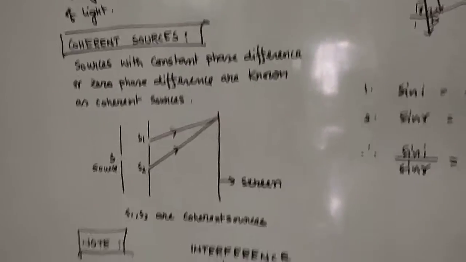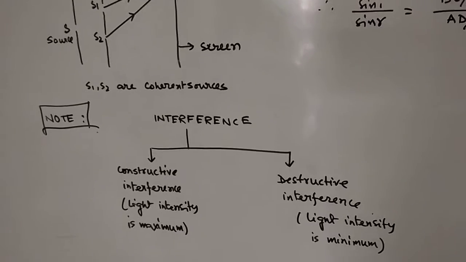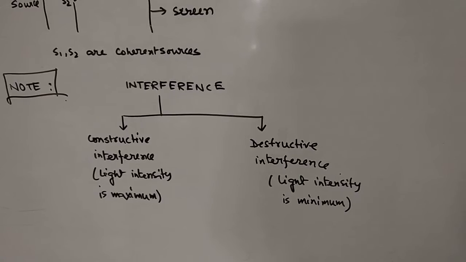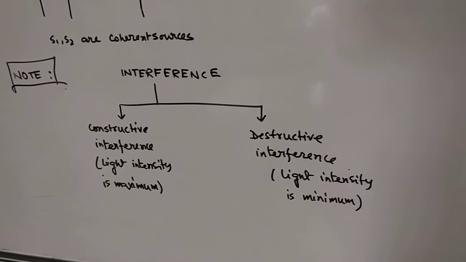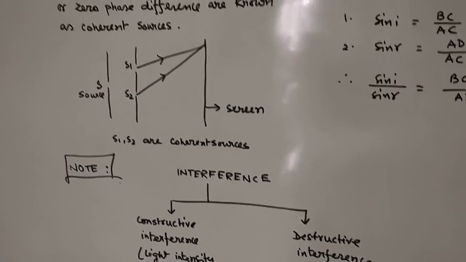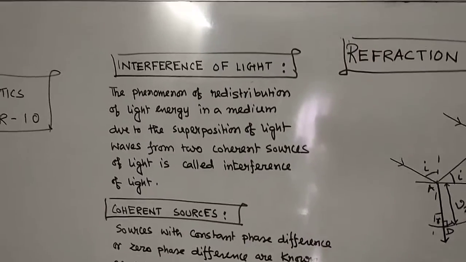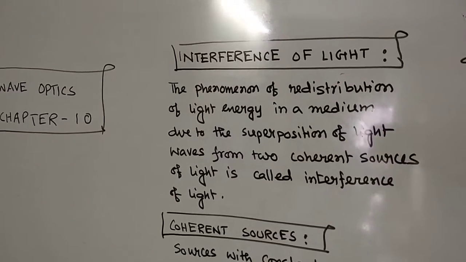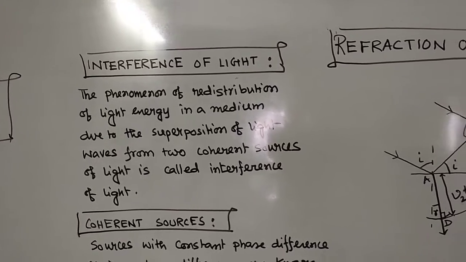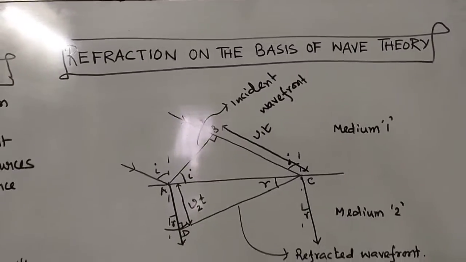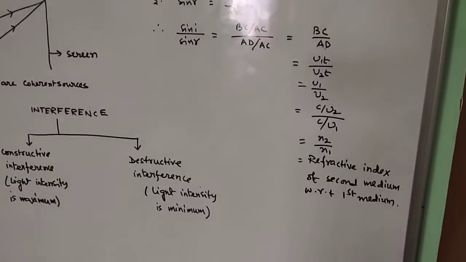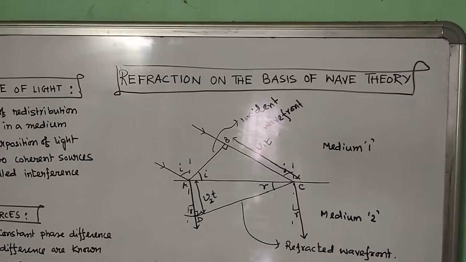Now interference is of two kinds. One is constructive interference, another one is destructive interference. In constructive interference, maximum light intensity is possible, whereas in destructive interference, light intensity is minimum. We are going to use these in our coming topic, interference of light. There is a huge mathematical expression for this topic, and it is important from the exam point of view. These two topics, refraction and reflection using wave theory, are very important. So please go through this part and try to clear your doubts.